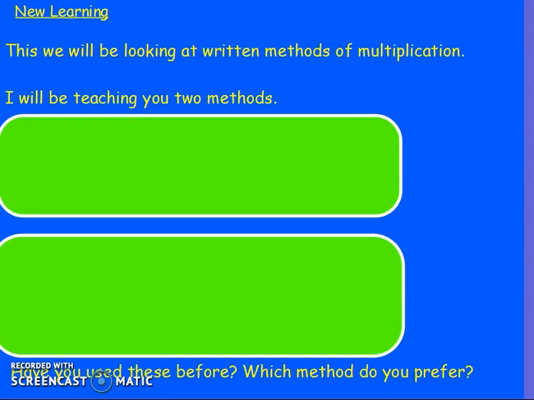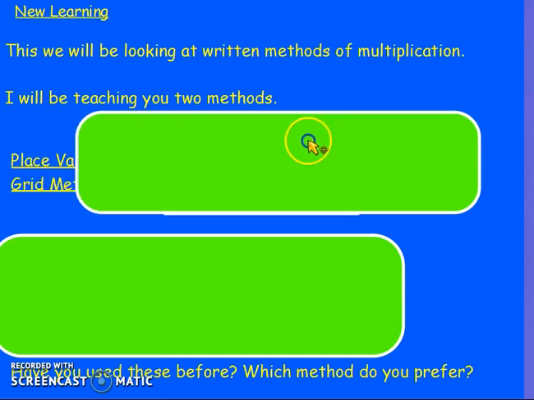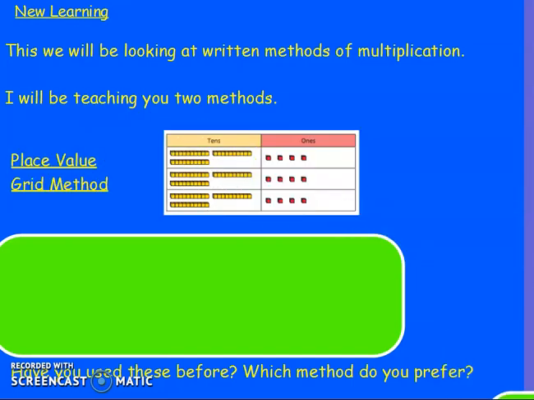This week, we're going to be learning something completely new. We're going to be looking at written methods of multiplication. And I will be teaching you 2 different methods. The first method uses a place value grid. It's often called the grid method multiplication. An example of this is here on the board.